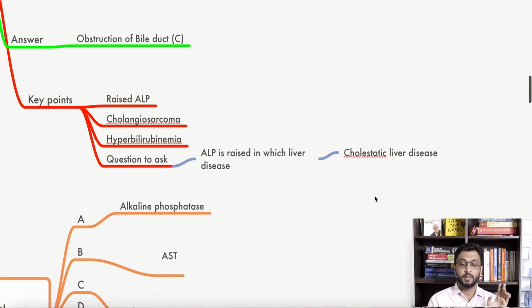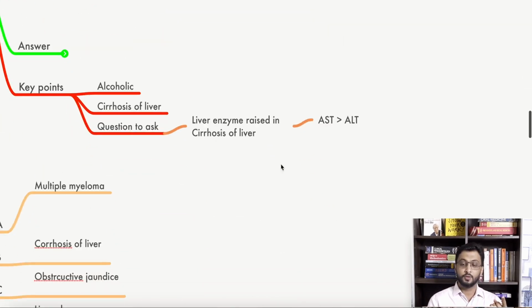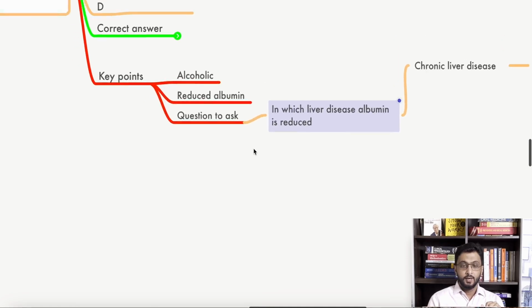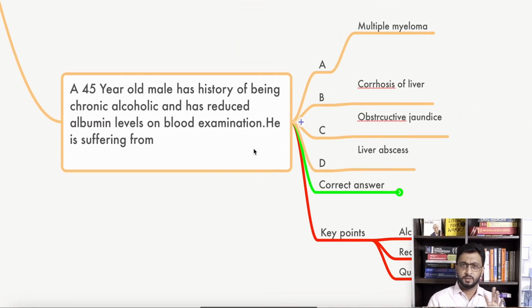Okay, another point here is, it is not AST or ALT which is raised in cholestatic liver disease. In cholestatic, you have ALP. In cirrhosis, you have AST more than ALT. In cirrhosis, you also get reduced albumin. Did you understand all the questions? Okay, so these are recent questions, last 5-year questions based on that.